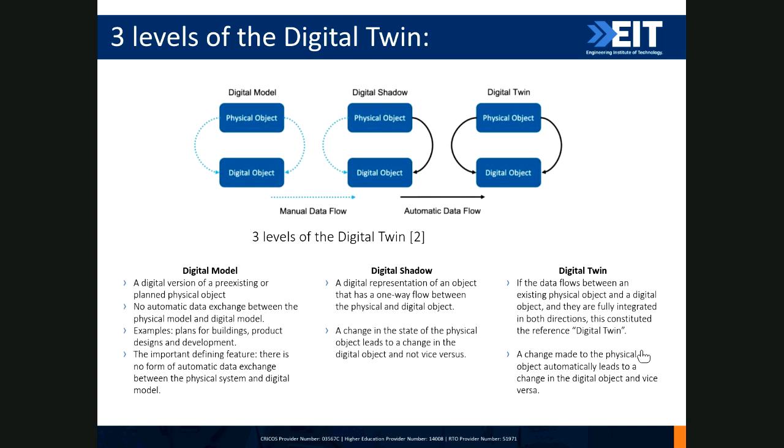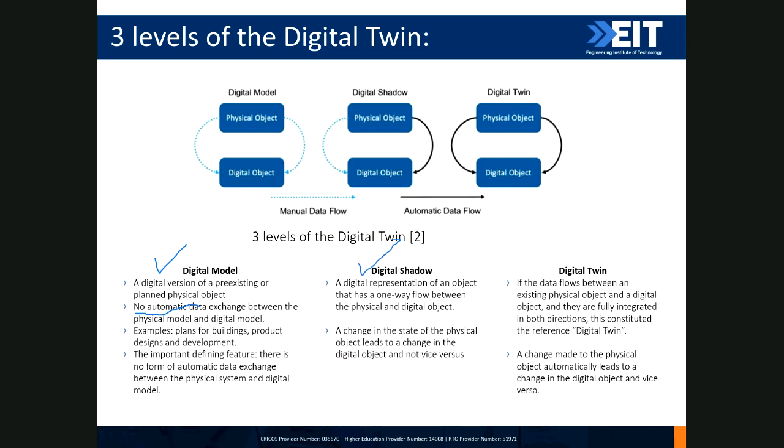Now there are 3 levels of digital twins described in literature. The first one is considered as digital model. Now it is the version of a pre-existing or planned physical object. The main feature over here is no automatic data exchange between physical model and digital model. Second level is digital shadow.